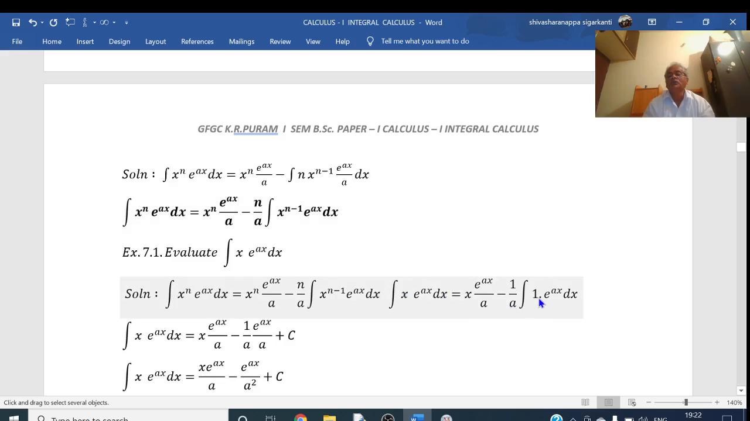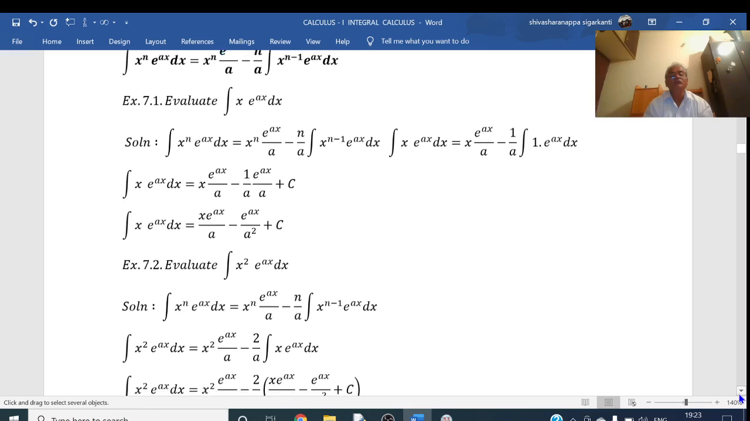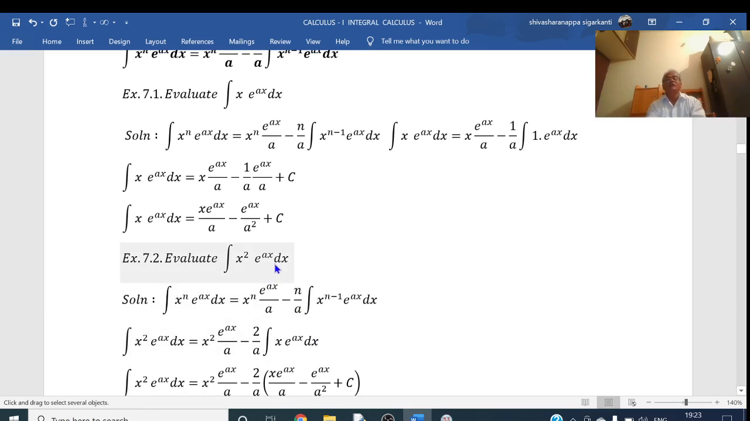Okay, so 1 into e power of ax, that is integration of e raised to ax. Integration of e raised to ax is e raised to ax divided by a, and already one a is here. This becomes, denominator becomes a square. So that is here x into e raised to ax by a minus e raised to ax by a square plus c. One more example, evaluate x square into e power of ax dx.